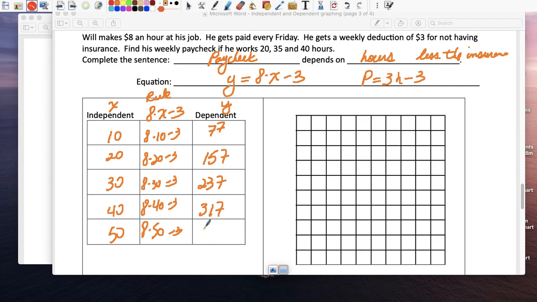minus 3, 397. Right, I'm going to have to find good numbers here. So here, let's do every 2 boxes 10. 10 hours, 20 hours, 30 hours, 40 hours, 50 hours. This is my x-axis, which represents the hours worked. This is my y-axis, or dependent. My paycheck, right? My weekly paycheck. Numbers.